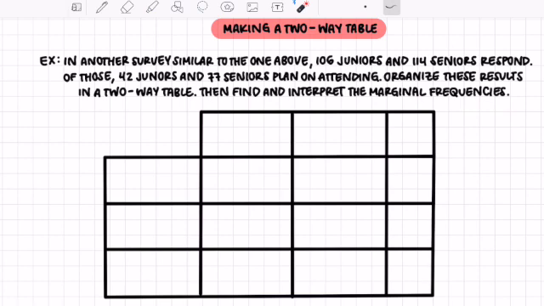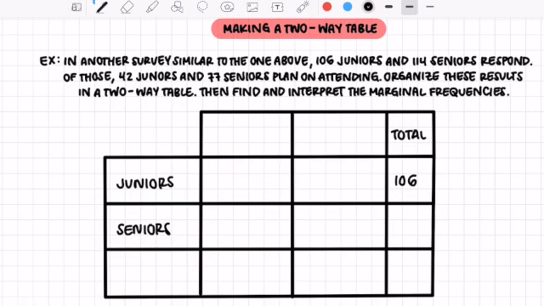So let's start off first by adding in the data that we do know. So number one, let's talk about the 106 juniors and 114 seniors that have responded to the data. So I'm going to write down on the side that we have juniors and we have seniors. And in total, we had 106 juniors. And I'll write down that this was the total. And in total, we had 114 seniors. Cool. Let's go to the second part.